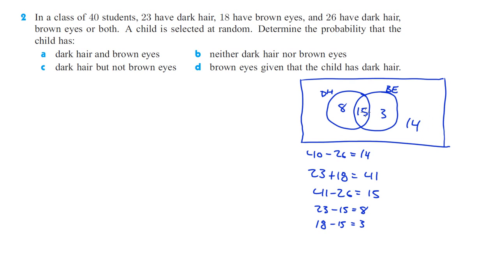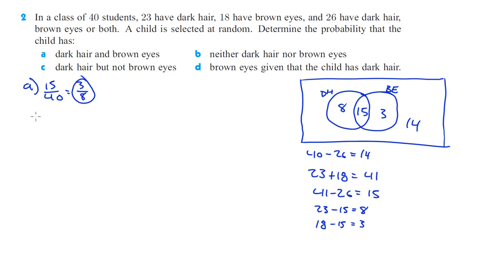We've got 8 plus 15 is 23, plus 3 more is 26, plus 14 is 40. And that's what we need to have. So at least our numbers all work out right. Now part A, determine the probability that the child has dark hair and brown eyes. Dark hair and brown eyes, that's the middle number there. So that's 15 out of 40. Those are both divisible by 5. So that's 3 out of 8.